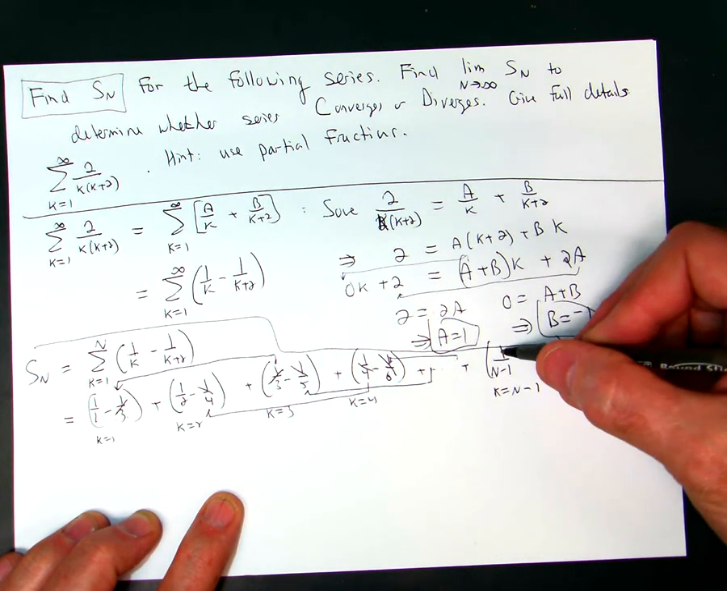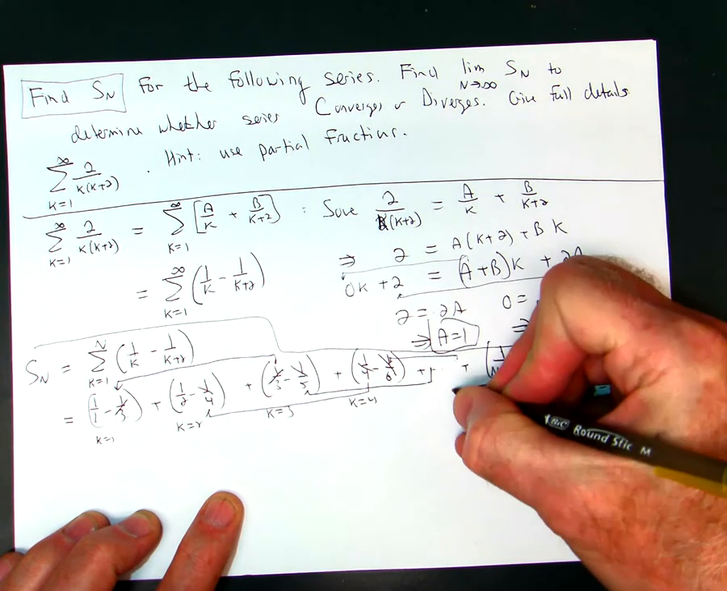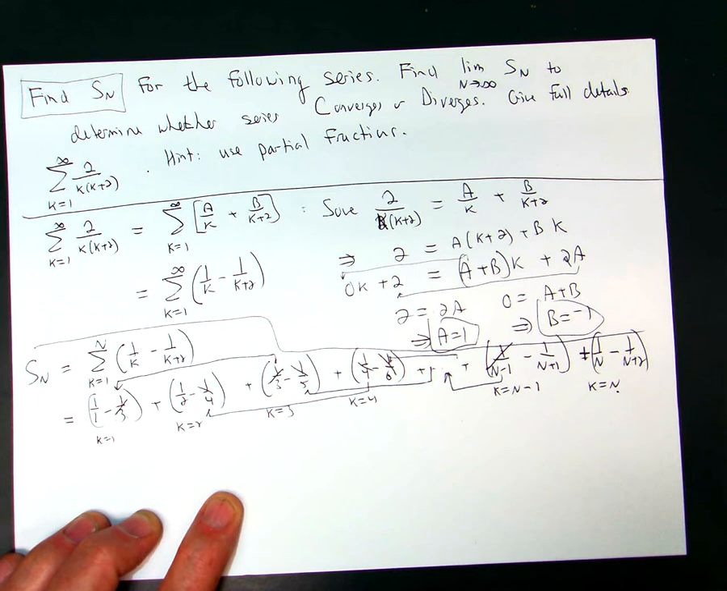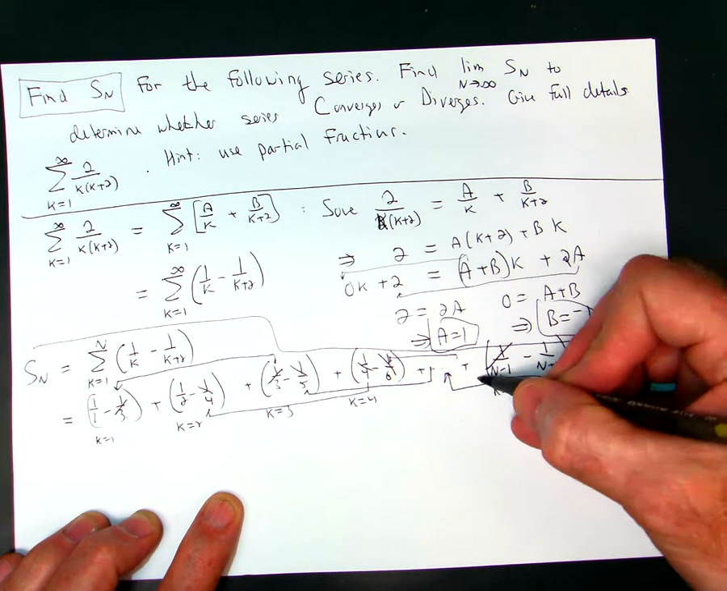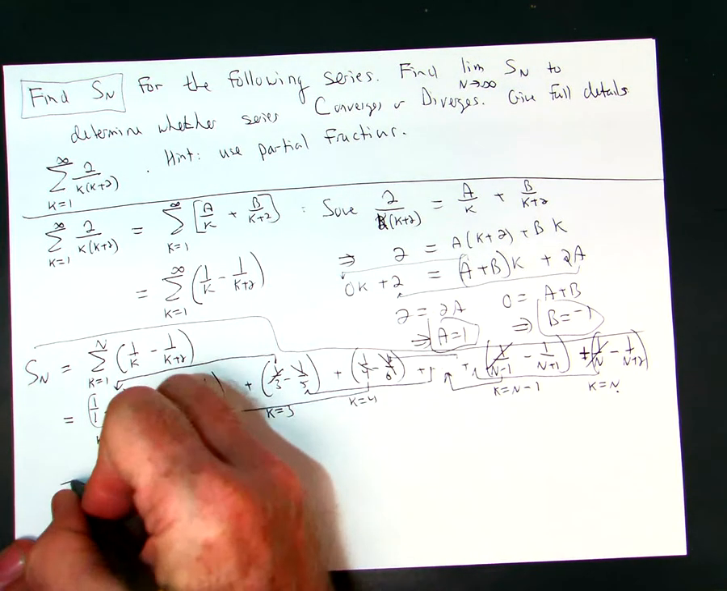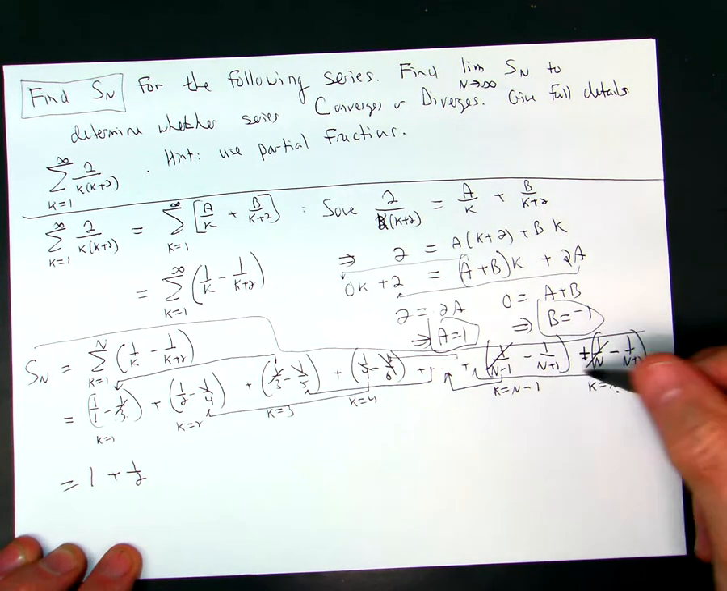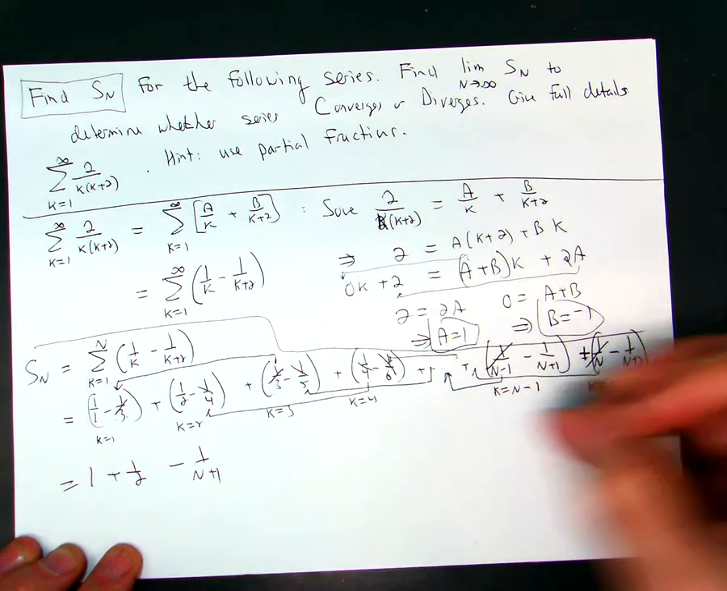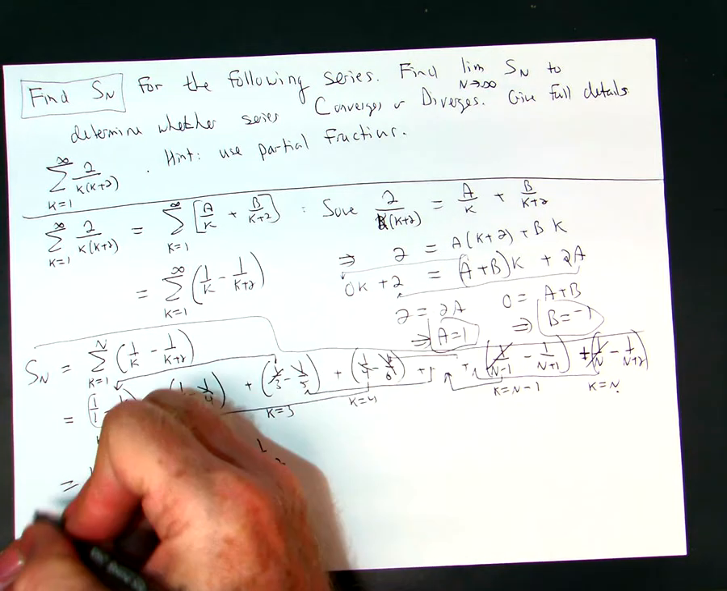This term is going to cancel with something, like this 1/4 was 2 terms ahead. This is going to cancel with something over here. This is going to cancel with something past Sn, so we don't worry about it. And this one's going to cancel right over here. Again, we cancel forward. So we're left with 1 plus 1/2. Everything else cancels, and we're left with minus 1 over n plus 1 minus 1 over n plus 2. So that's my Sn.